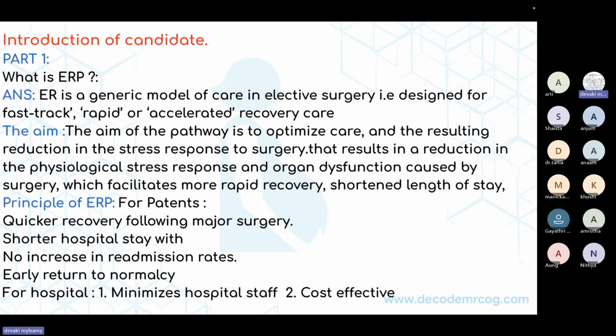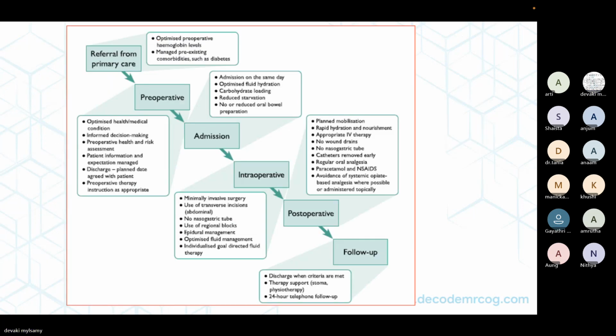Principles of ERP for the patient: quicker recovery following major surgery, shorter hospital stay, no increase in readmission rates, and early return to normalcy. For the hospital or the trust, it minimizes hospital stay, so it is more cost-effective. These are the components or principles of the enhanced recovery pathway, which start from primary care, pre-operative, admission, intraoperative, post-operative, and follow-up.